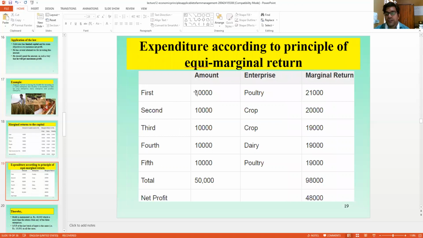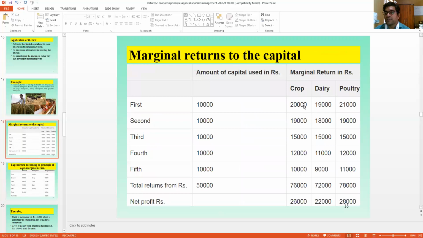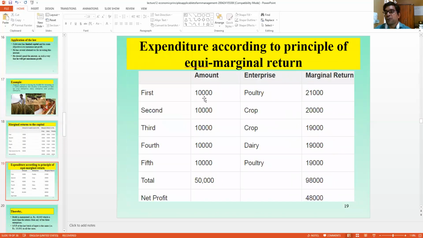You see here, the farmer can maximize his profit. How come? When he is using the first 10,000 rupees in poultry. The first 10,000 rupees the farmer has to use in poultry. Why? Because the poultry is giving more marginal returns when compared to that of dairy and crop. You see, 21,000 rupees is more than 20,000 rupees and 19,000 rupees. The poultry is giving more marginal return. So the first 10,000 rupees should be allotted in poultry. The second 10,000 rupees, sorry, should be given to crop.